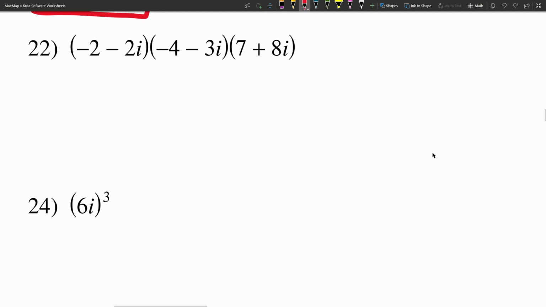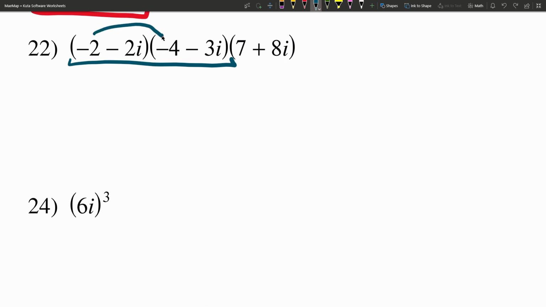Moving on to number 22, what we're doing here is multiplying 3 separate complex numbers. So we're going to have to expand out this entire problem. How I'm going to start is by multiplying the first 2 binomials together. And then once I do that, I'll multiply that new complex number by our third and final complex number, 7 plus 8i.